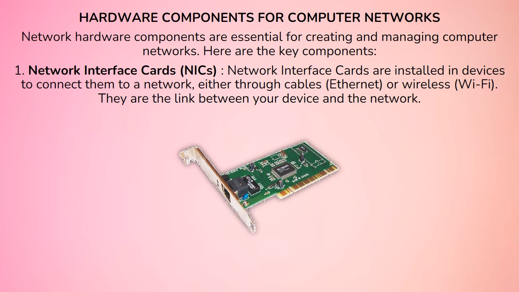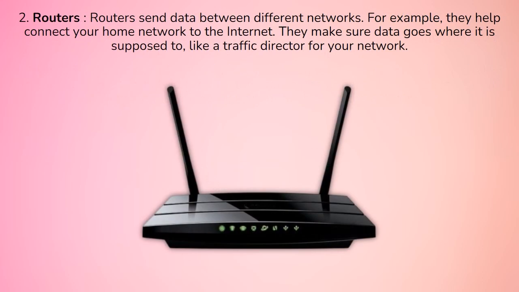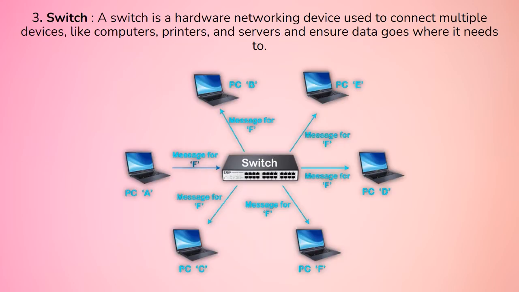2. Routers. Routers send data between different networks. For example, they help connect your home network to the internet. They make sure data goes where it is supposed to, like a traffic director for your network. 3. Switch. A switch is a hardware networking device used to connect multiple devices, like computers, printers, and servers and ensure data goes where it needs to.